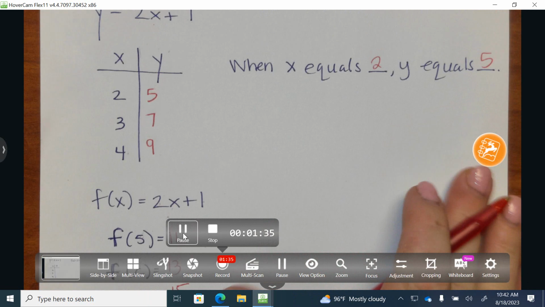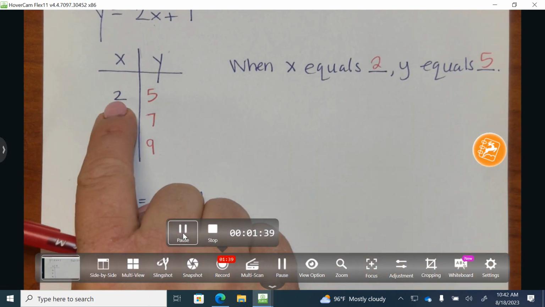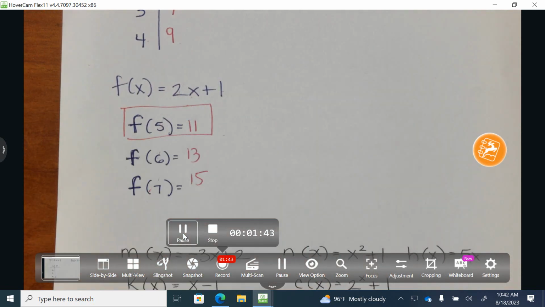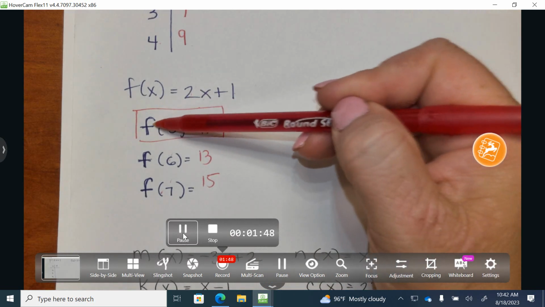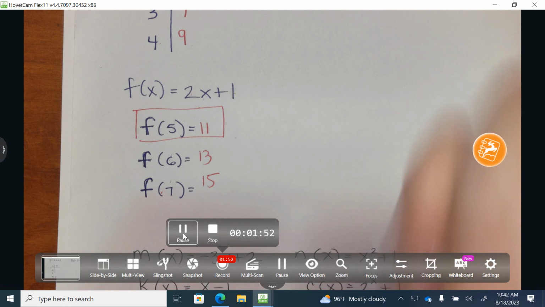But instead of having to write in words what our input and output means, we now have a mathematical statement that does that. So I don't have to write down words. This means in the function f, when I input 5, I get an output value of 11.